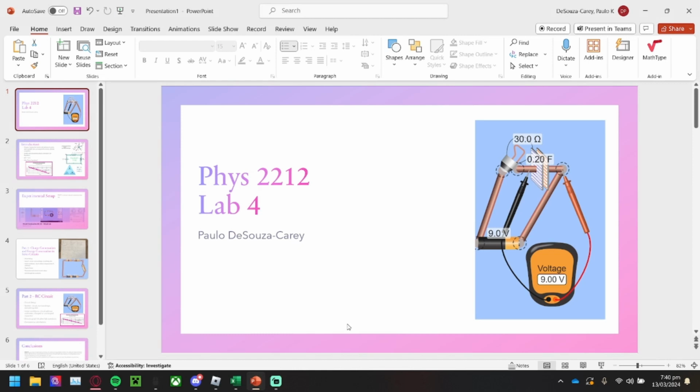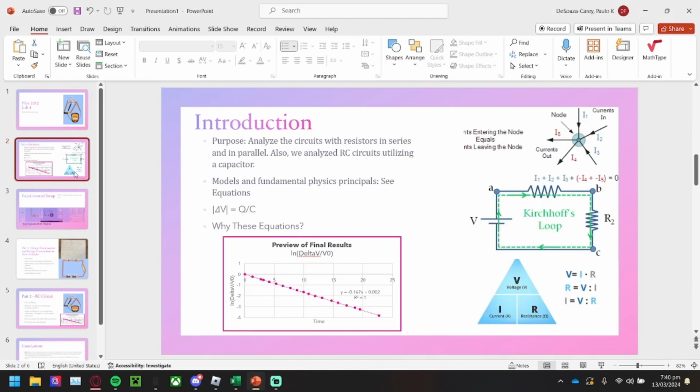I'm Paulo, and this is my fourth lab report for Physics 2212. So, to introduce this lab, we do need to discuss a couple of important relevant topics here, and we also need to talk about the purpose. So the purpose of this lab was to analyze circuits with resistors in series and parallel, and also to analyze circuits utilizing capacitors.